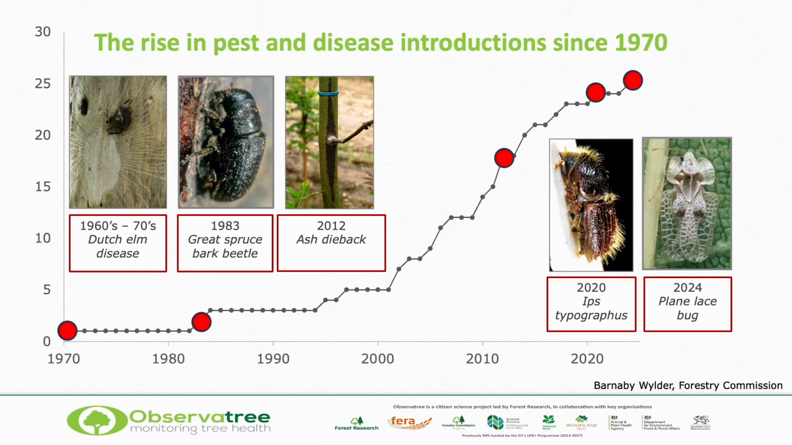More recently, we've had Ips typographus, this quite cute looking but unpleasant bark beetle that attacks spruce trees, arriving in southeast England from the continent, where it's caused a lot of damage. And then most recently, plane lace bug, which has pitched up in central London. So this is an ongoing issue. We're seeing more and more things coming in.